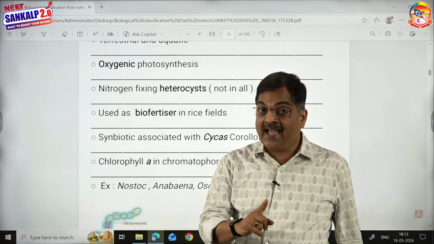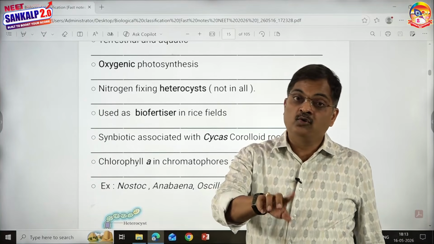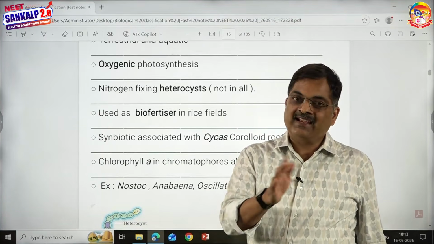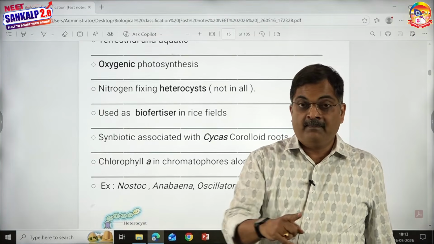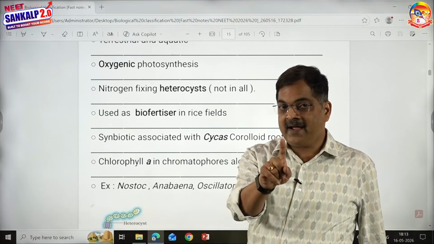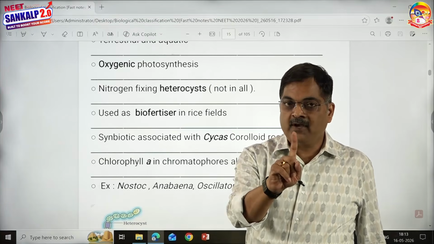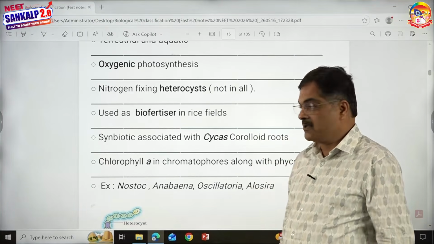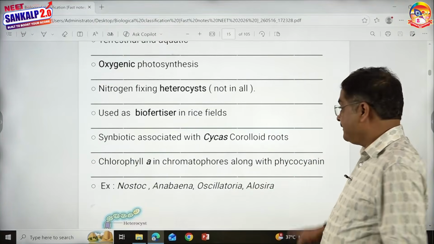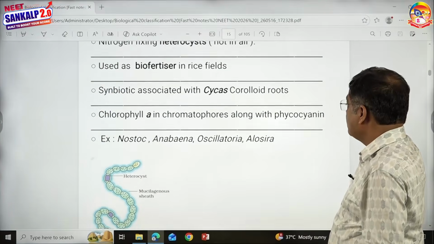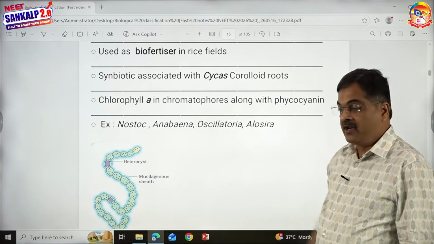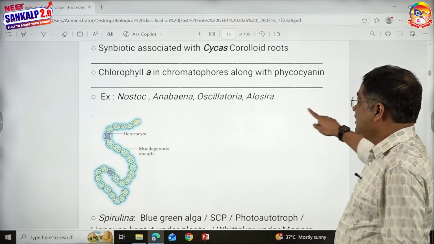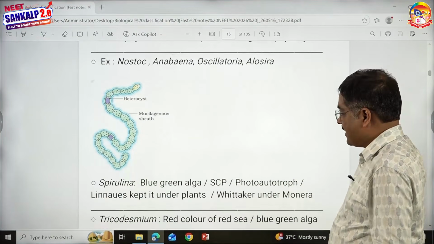But the same blue-green algae in Cycas coralloid roots is symbiotic. So in Cycas coralloid roots, you see Anabaena and Nostoc. That is symbiotic. But with regard to rice fields, remember in the microbes chapter we studied, they are not symbiotic, they are free-living. This point is important. See that you don't forget that. Chlorophyll a and chromatophores along with phycocyanin is seen here. Chromatophores, very important, blue-green alga. Nostoc, Anabaena, Oscillatoria, Aulosira are examples.